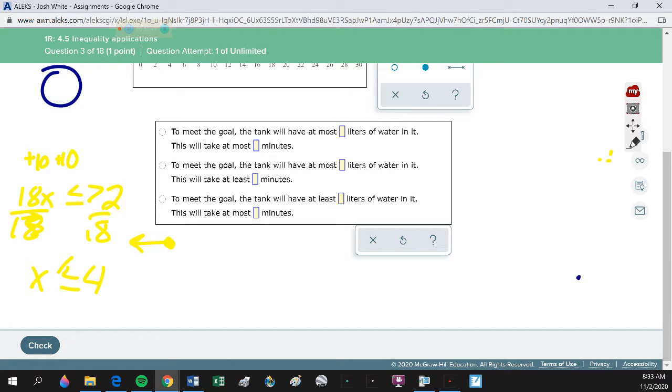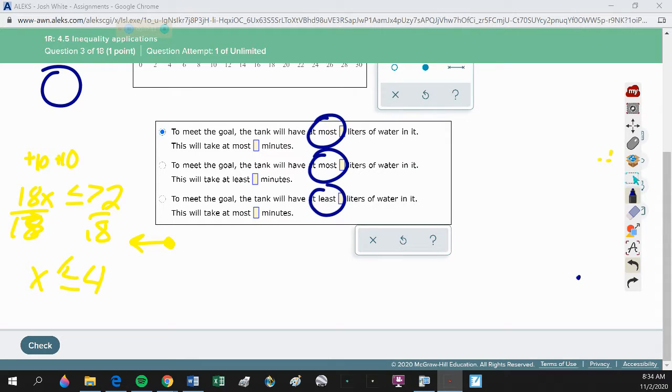Why are there 3 copies of the same answer? I guess you just pick one, but they're all the same. Oh, I see. One of them says least. So you have to look at this. We got to choose the one that fits that.